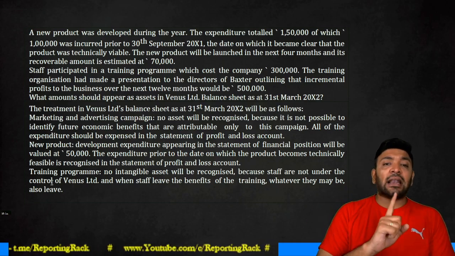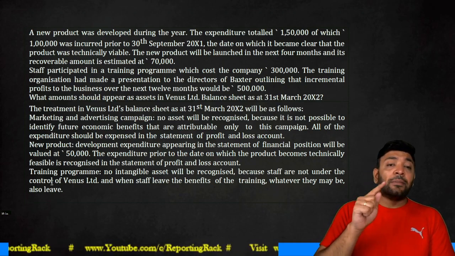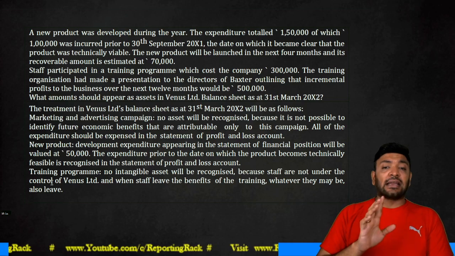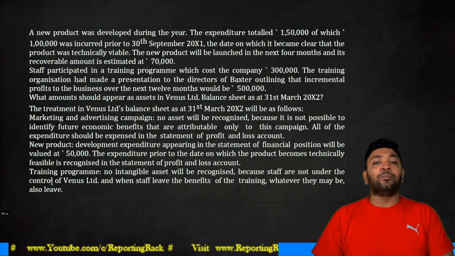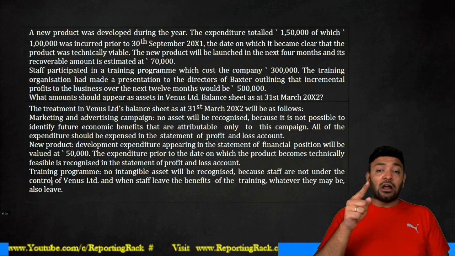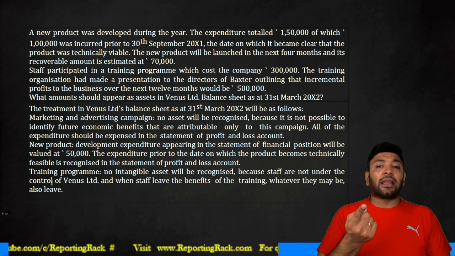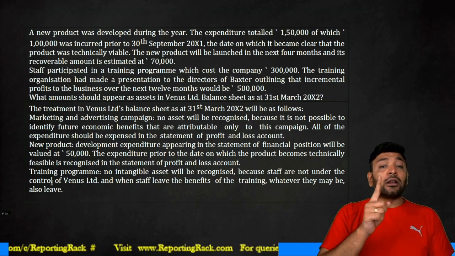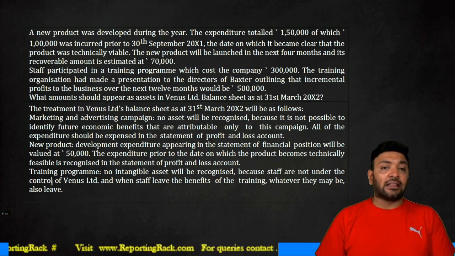So the entire 1 lakh rupee of expenditure incurred prior to the date on which it became clearly visible that it was technically viable has to be charged off to P&L. So 1 lakh charged to P&L. The balance 50,000 out of the total 1,50,000 is incurred after the product became technically viable. So therefore, it is eligible to be capitalized as development expenditure for 50,000.